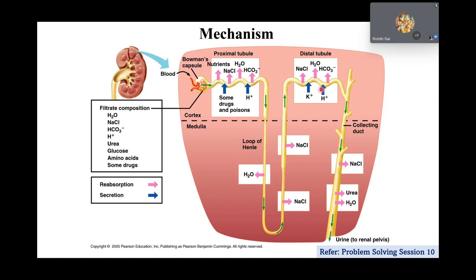Additionally, here you will also have thirst. Your thirst receptors will be activated and you will feel thirsty, so you will also drink more water. So you see, everything in the body is connected somehow or the other, and there are different checkpoints for each of these to work.